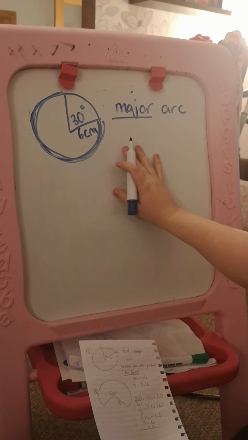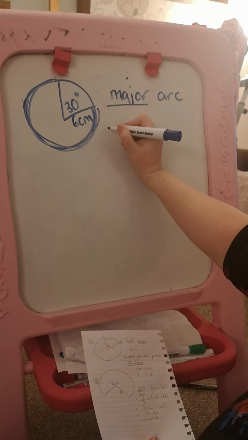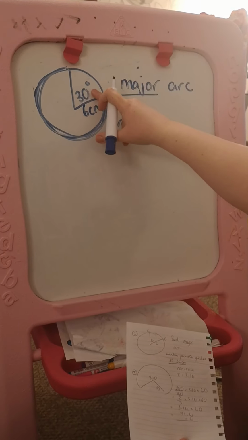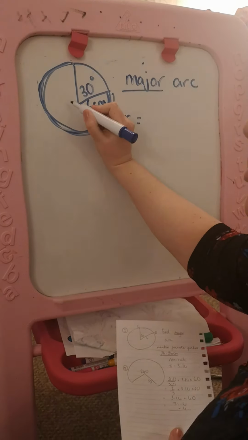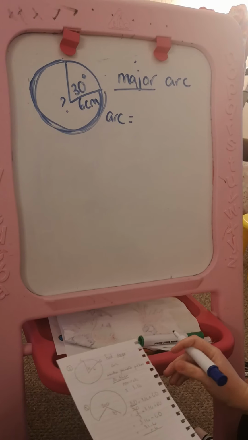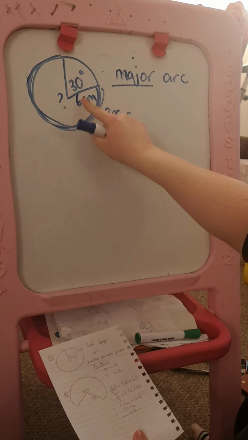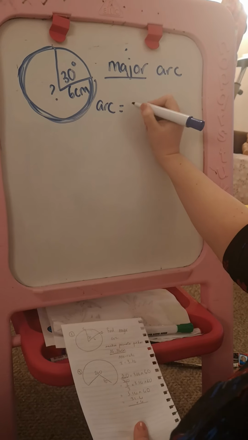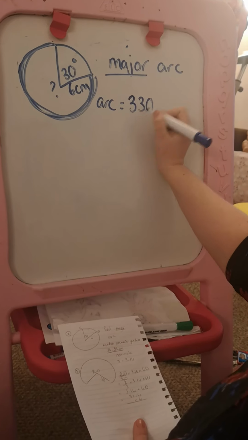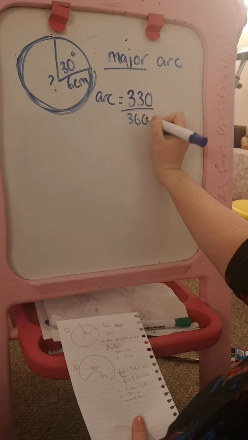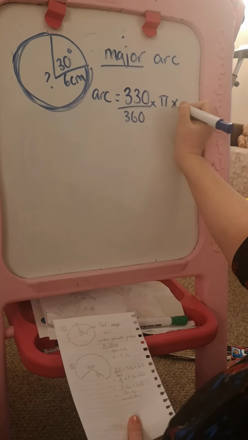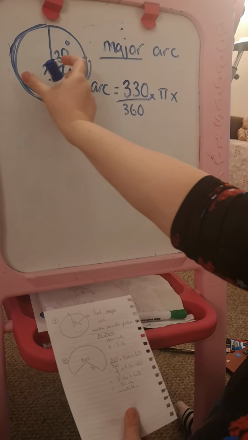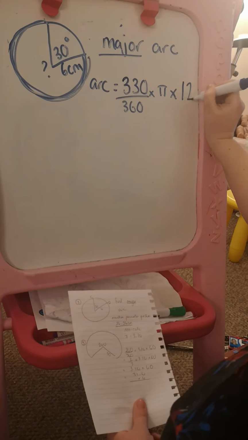Now, the formula was angle over 360, so our arc equals, now your angle isn't 30 because that's the minor bit, we want the major bit, so my question is what's that angle there? We know a full circle is 360, so take away the 30 we've given, we're looking for the big angle, so that would be 330 we're using, over 360, times pi, times your diameter again is a full distance, radius is 6, diameter is 12.